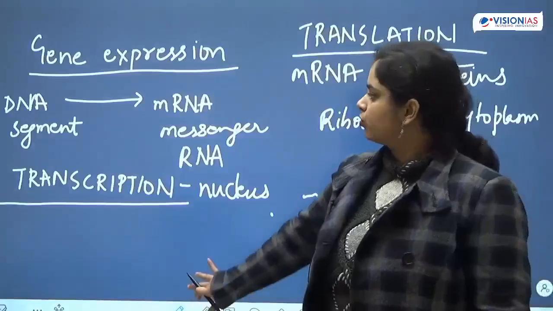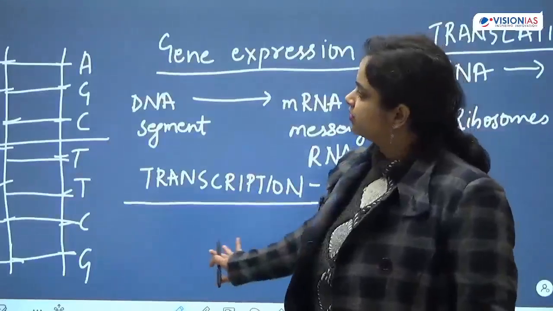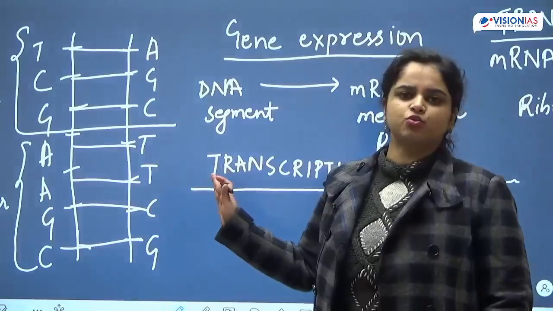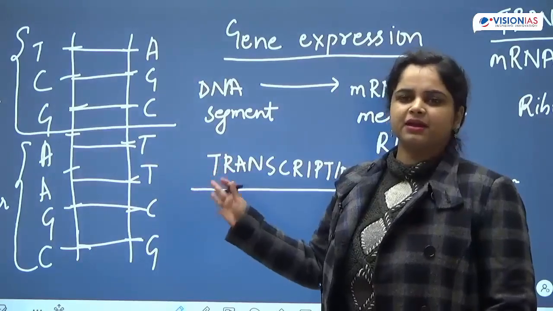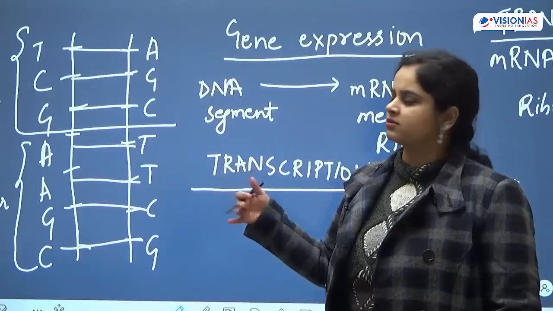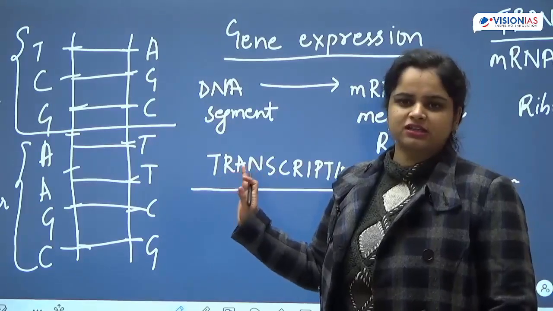There is no rule. If you are asking about this sequence, then there is no as such rule for purines and pyrimidines. Anything can come anywhere. 2 purines, 5 purines, 5 pyrimidines. There is no as such restriction to that.